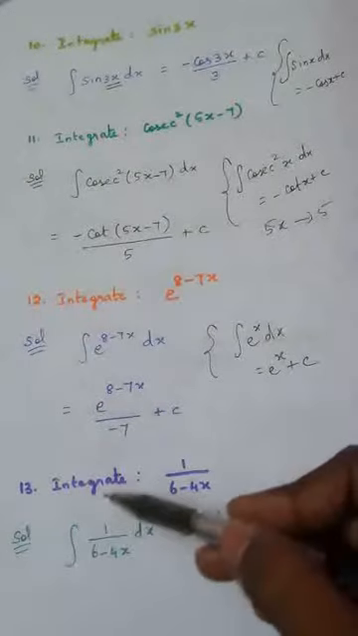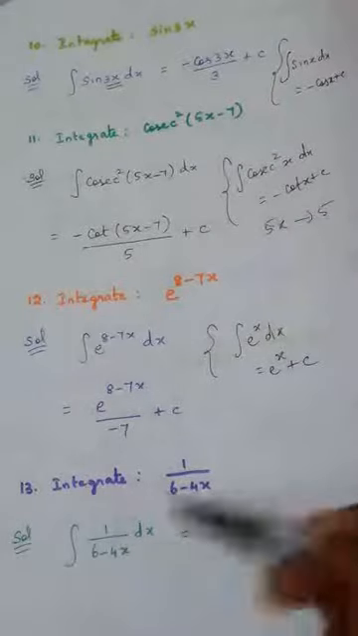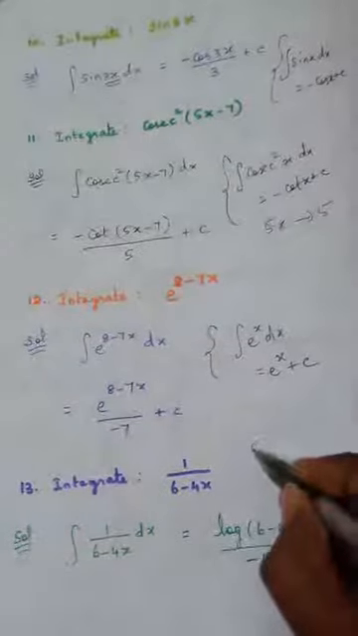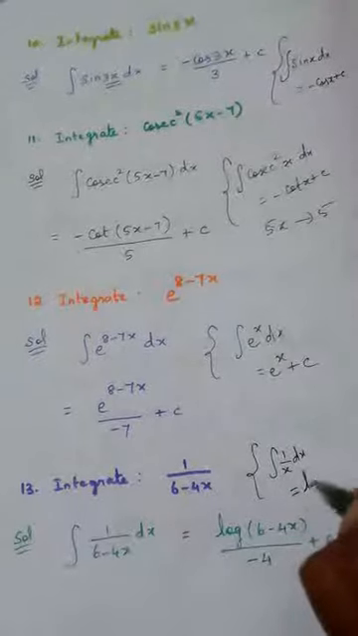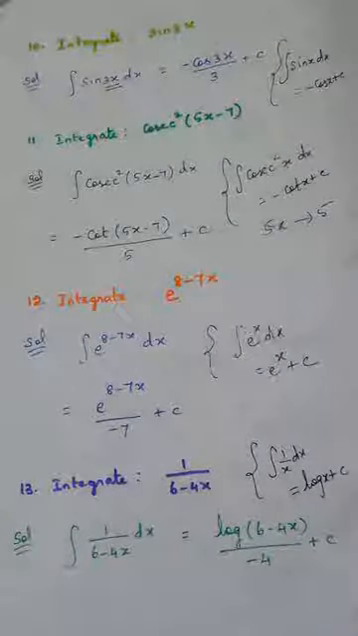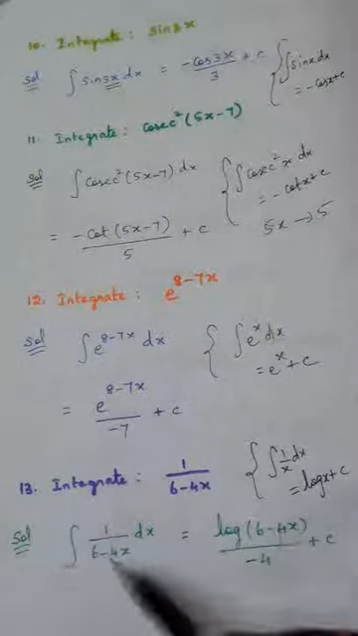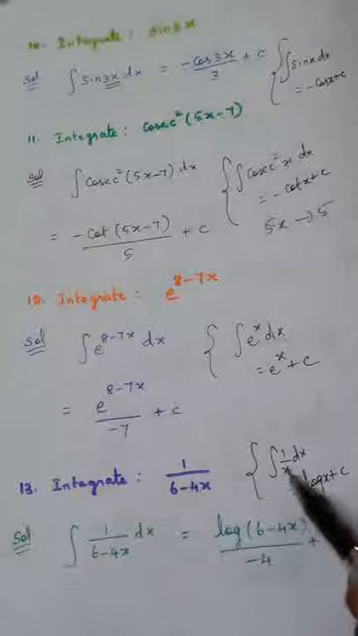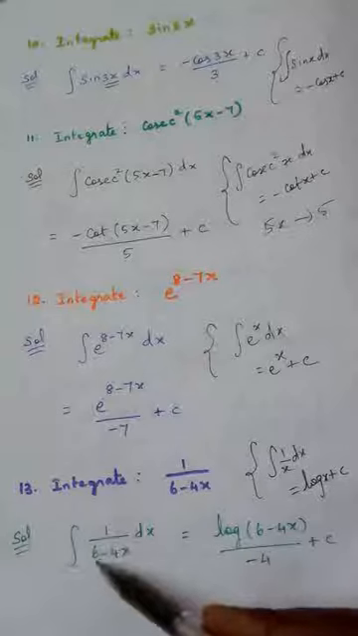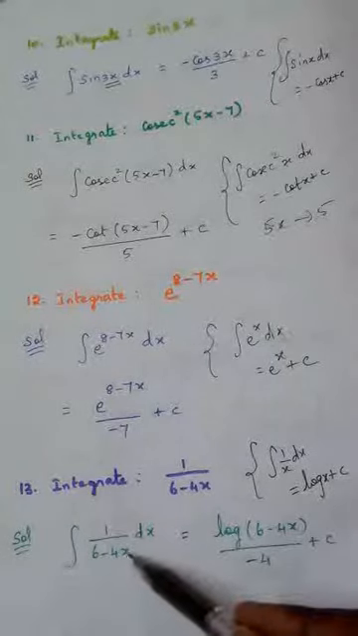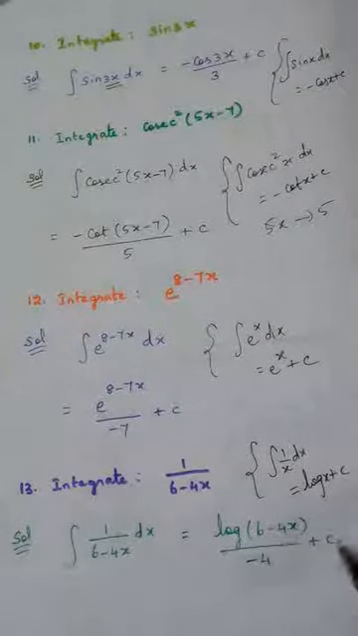13th, integrate 1 by 6 minus 4x. So putting the integral symbol, writing that dx. And we know integral 1 by x dx, the answer is log x plus c, right? So I am just assuming this as x. So writing log x because x is this. But in place of x, we are having 6 minus 4x. So differentiate this once again. 6 becomes 0. Minus 4x, if you differentiate, minus 4 will come. So write that minus 4 in the denominator plus c.